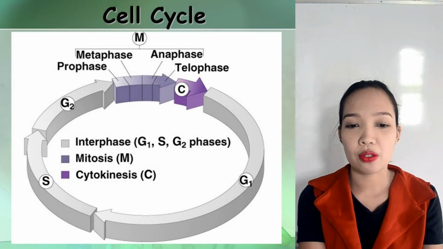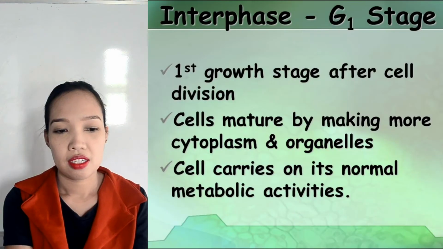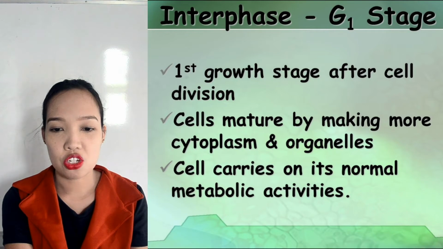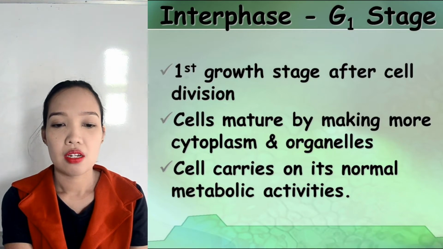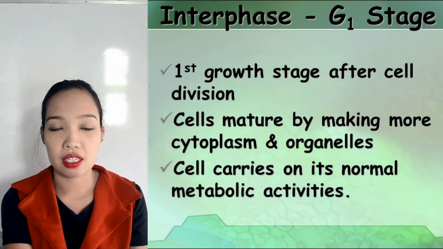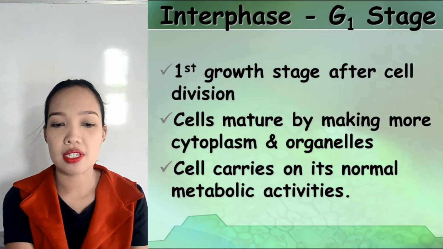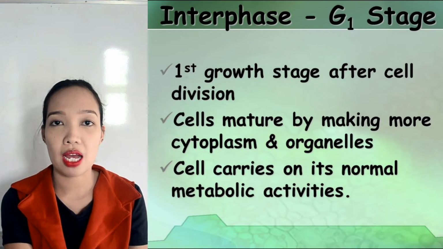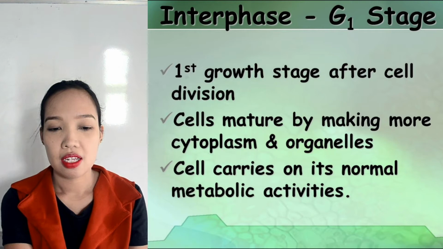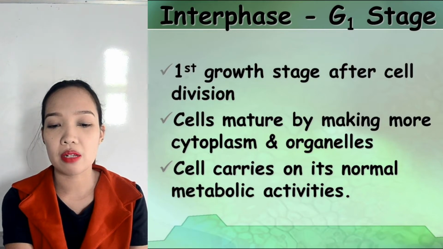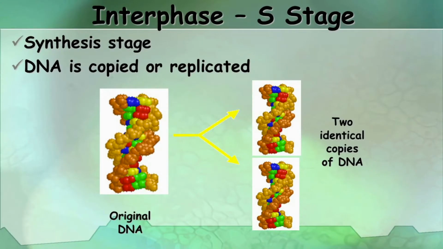Now let's talk about what happens in every stage of the cell cycle. Interphase, the G1 stage. First growth stage after cell division. This is where cells mature by making more cytoplasm and organelles. Cell carries on its normal metabolic activities. Next, the S stage or the synthesis stage, wherein DNA is copied or replicated.